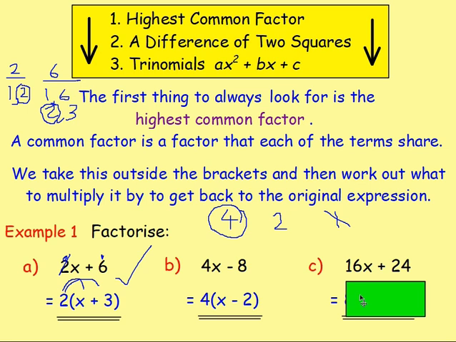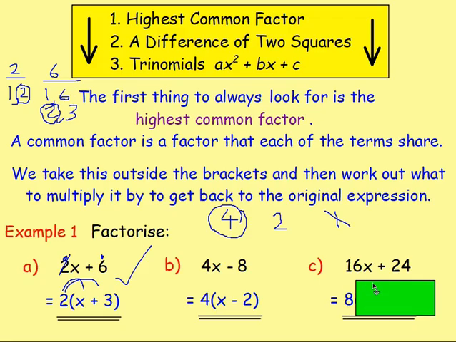Or, as I keep saying, you could always think of the biggest times table both 16 and 24 are in. They're both in the 2 times table, yes. They're both in the 4 times table as well. But the highest common factor, they are both in the 8 times table. 16 is in the 8 times table and 24 is in the 8 times table. There is no bigger times table that they both appear in.